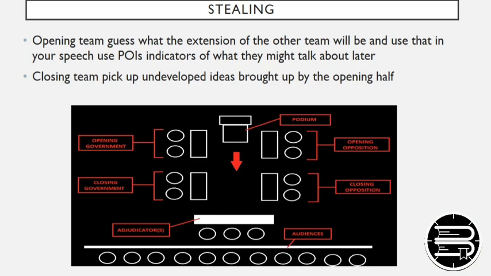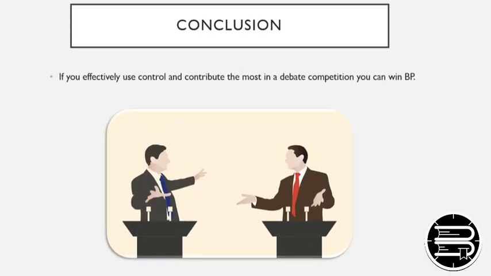But also, as a closing team, another way in which you can win a debate is to pick some of the undeveloped ideas brought up by the opening half, identify those points, and extend them as much as you can, giving practical examples. As a closing team, you can win the debate that way.